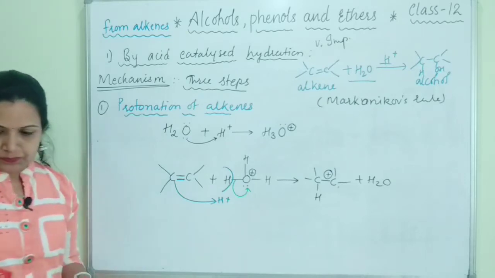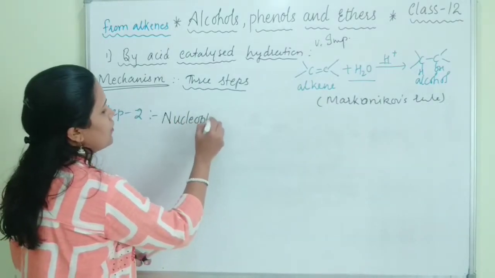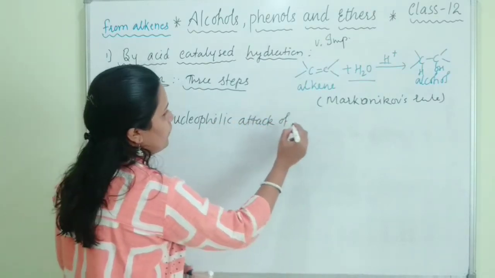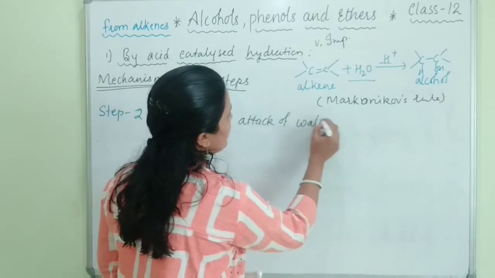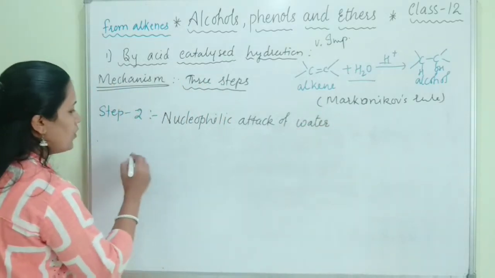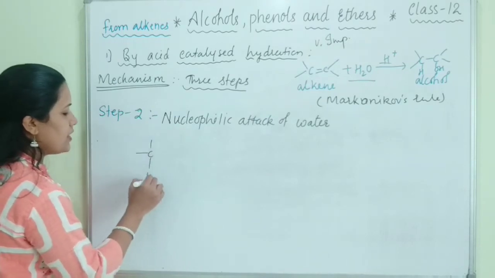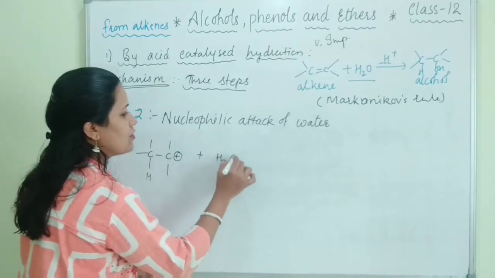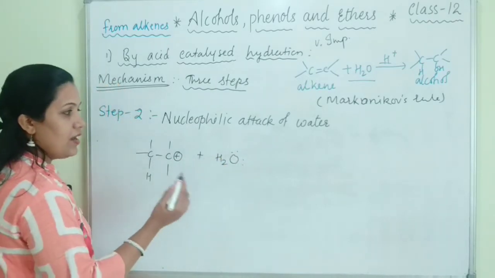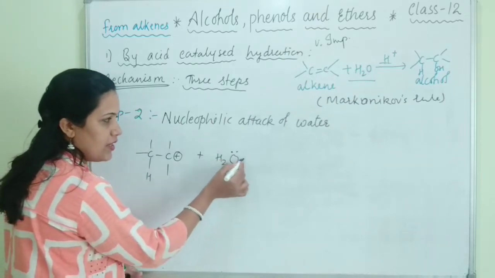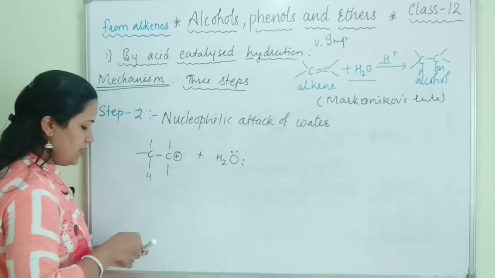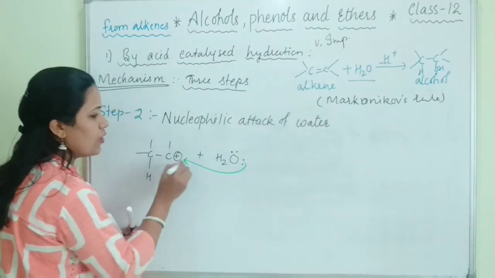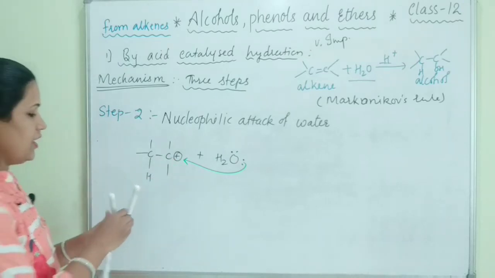Okay, now let's see. The next step is the nucleophilic attack of water. In the previous step we got this carbocation, and we have water also. I am writing the water formula in this way to understand properly and to see its electron pair. Now what will happen? This water will donate its electron pair to carbon, because carbon is electron deficient.